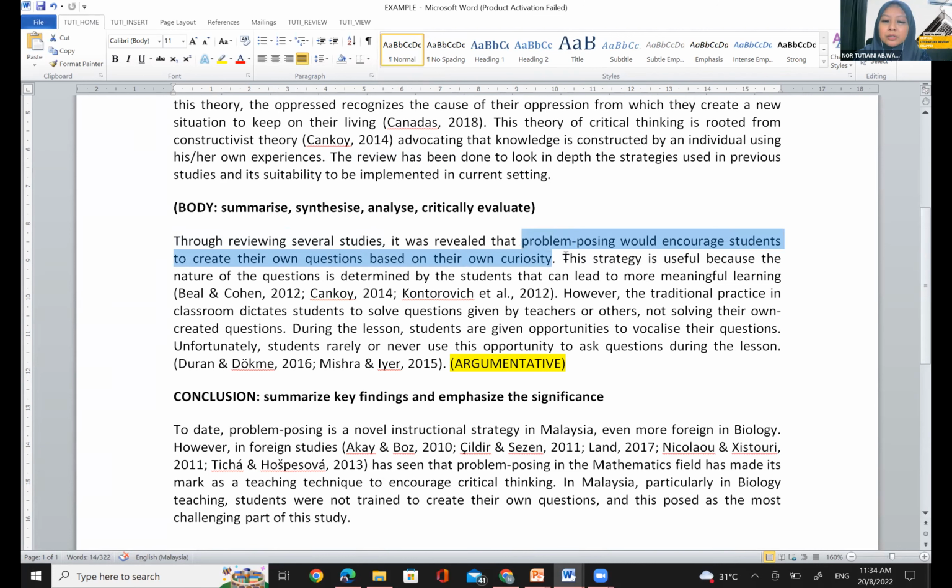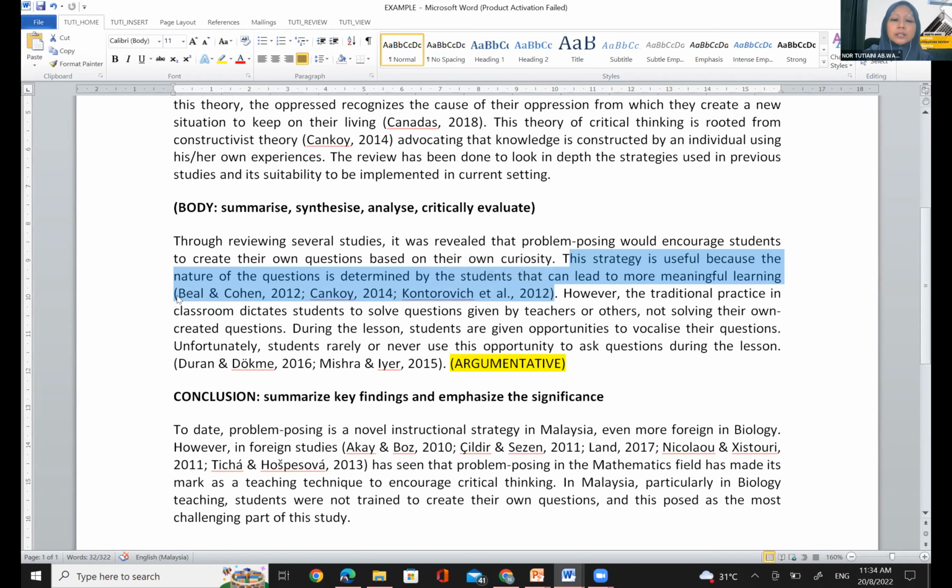Okay, nampak I mentioned this strategy is useful because the nature of the question is determined by the students that can lead to more meaningful learning, and these are the citations. Sebab I review kan, jadi kena banyaklah citation tu.